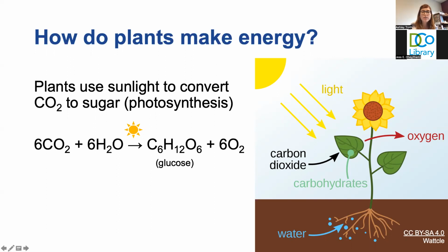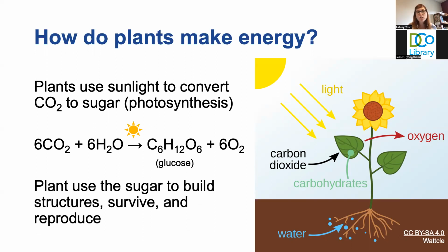And the details of photosynthesis are not extremely important, but what I want you to notice is that what plants are doing is they're taking carbon dioxide and water and they're making it into sugar, right? And there's some oxygen that comes off too, but really they need carbon dioxide and they need water. And with sunlight, they can make sugar. And that sugar is the energy that we're talking about. They then use those sugars to build structures, survive, reproduce, right? That is the energy. That's what they do everything with.